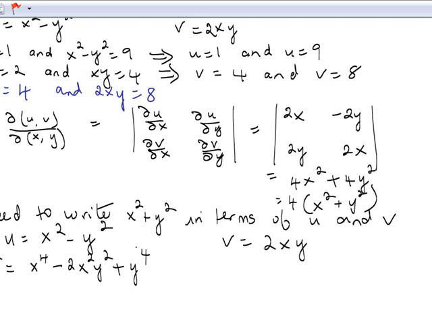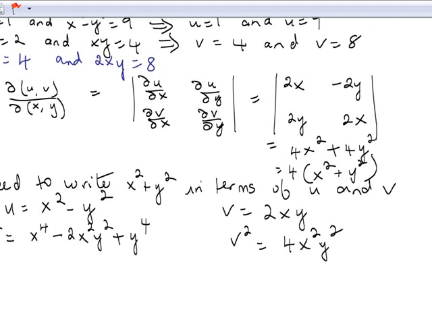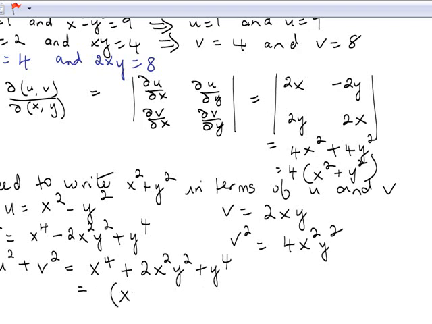Find v squared. 4x squared y squared. And then somebody said add v squared. So you get u squared plus v squared, which is x to the fourth plus 2x squared y squared plus y to the fourth. Where are we going with this? This is equal to what? Very good. This is equal to x squared plus y squared, squared.